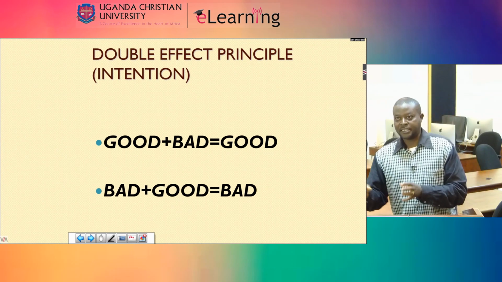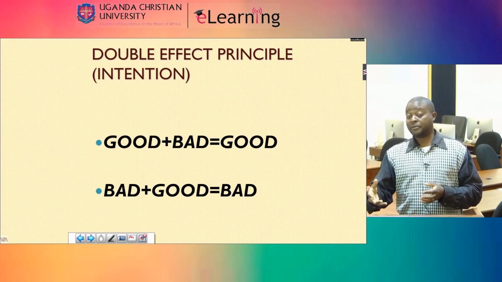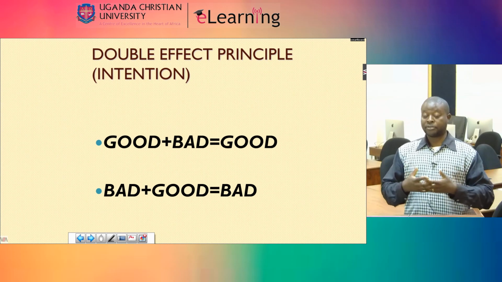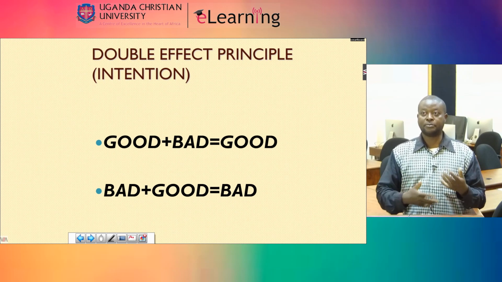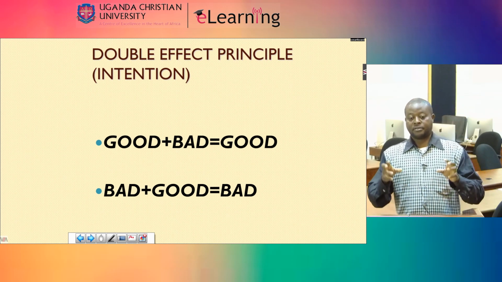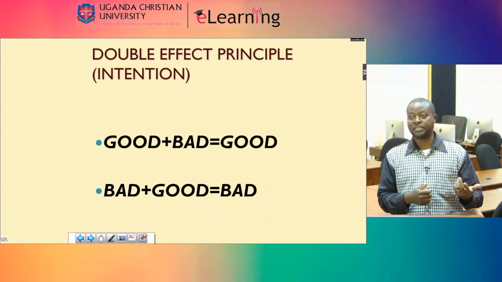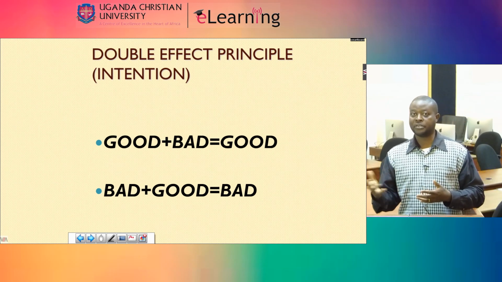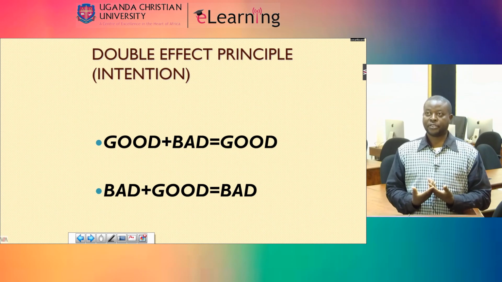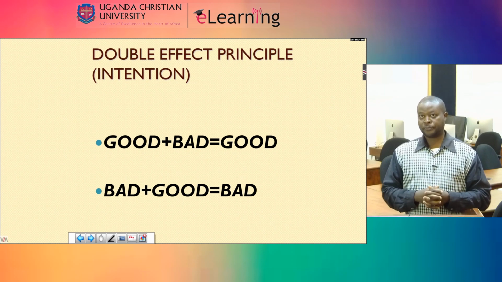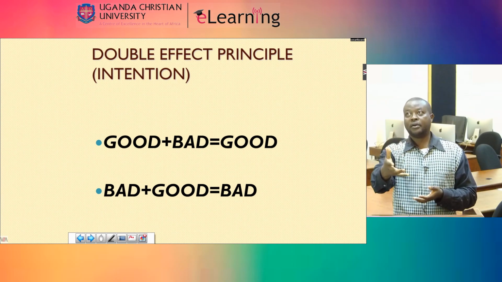Now, this leaves us in a dilemma. After having understood the meaning of ethics and morality, how both of them are related and also the difference that exists between the two, how can I tell that the decision I have made is the right decision, or is the wrong decision? There is a technique we use called the double effect principle. The double effect principle looks at the intention behind what has been done.